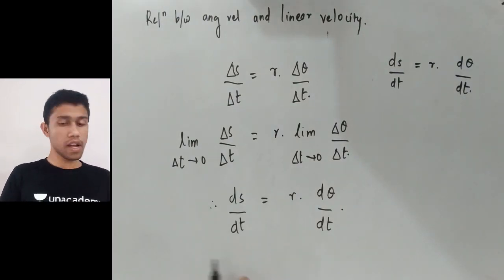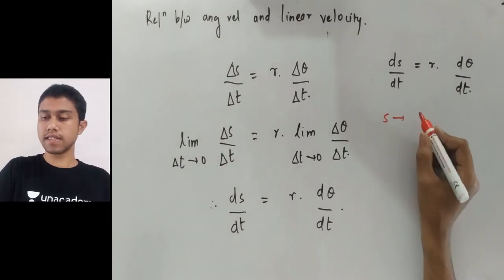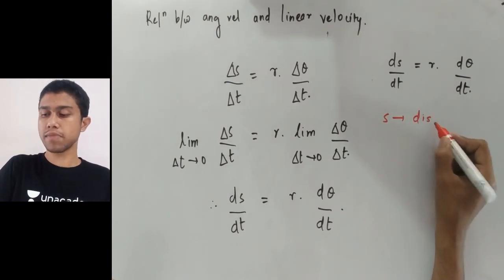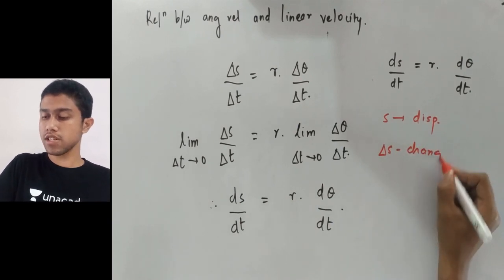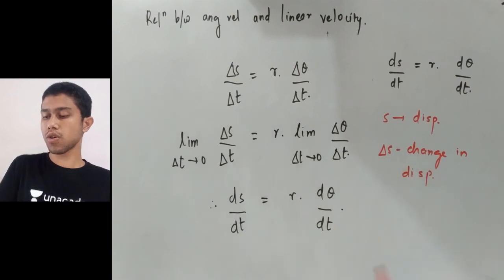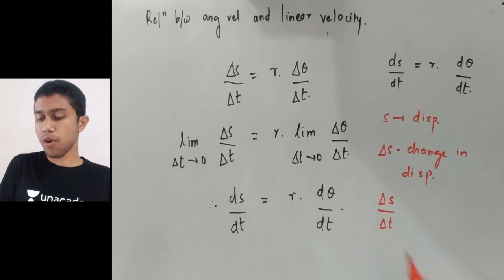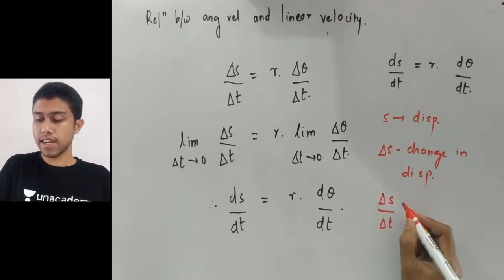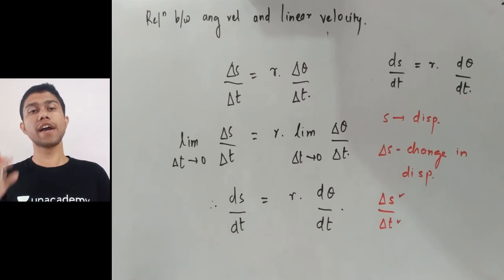Okay, I know what is s. S is the displacement. What is delta s? Delta s is change in displacement. Okay, when I am dividing delta s by delta t, what does it mean? It means change in displacement per unit time, or can I call it rate of change of displacement?